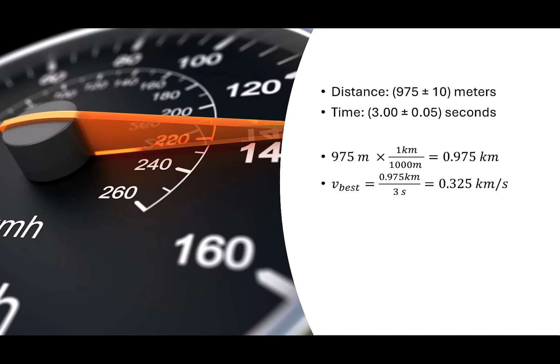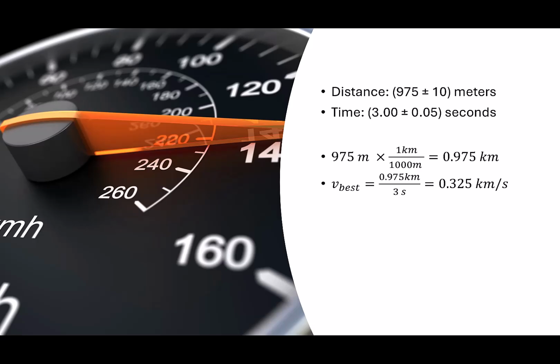I'm using v to stand for speed or velocity, and then the best is just going to take the 975 divided by the 3. Our 0.975 kilometers divided by 3 gives us 0.325 kilometers per second. This is our starting place. We now want to incorporate the plus or minus 10 meters and the plus or minus 0.05 seconds. To do that, we need to look at the different distances and times we can get from these calculations.